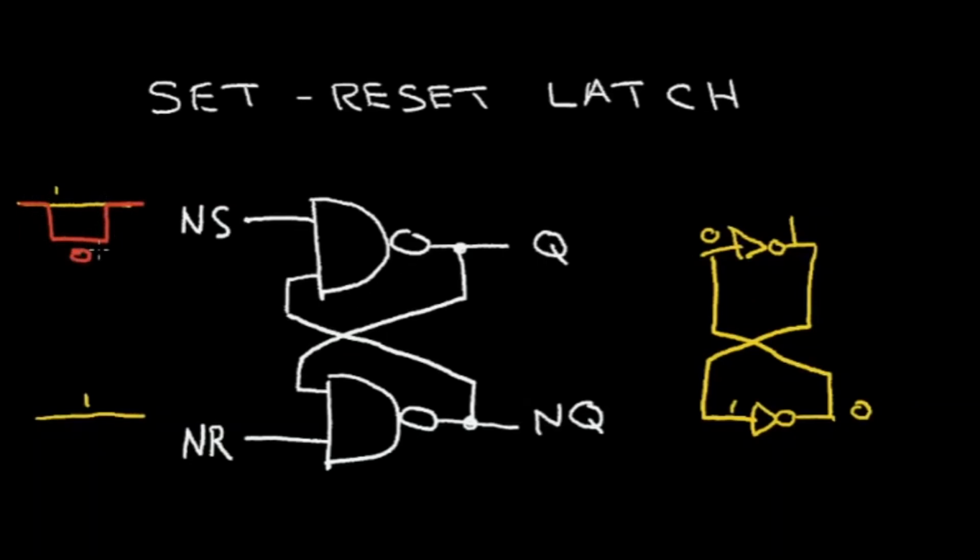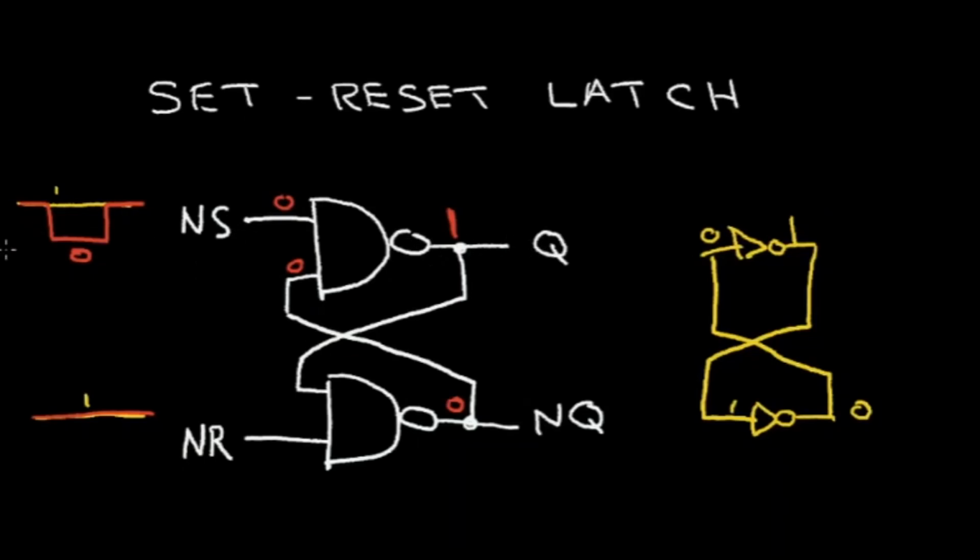And when this goes to a 0, this will be 0, and this will be forced to a logic 1. Doesn't matter what the other input's doing. A 0 on a NAND gate always forces the output to a logic 1. And since the not reset is at a logic 1, this logic 1 becomes inverted, becomes a 0, and that 0 reinforces the logic 1 at the Q output. So when not set goes to 0, I set the Q to a logic 1.